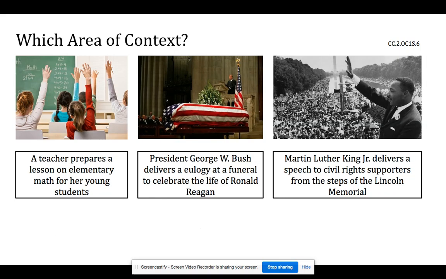Let's do some more examples. So first, it says a teacher prepares a lesson on elementary math for her young students. Then in the middle, it says President George W. Bush delivers a eulogy at a funeral to celebrate the life of Ronald Reagan. And then on the right side, it says Martin Luther King Jr. delivers a speech to civil rights supporters from the steps of the Lincoln Memorial. So again, go ahead and pause the video and try and see if you can figure out which area of context goes with which picture.